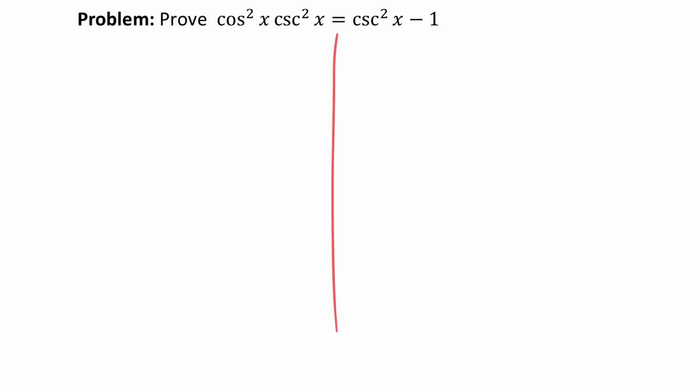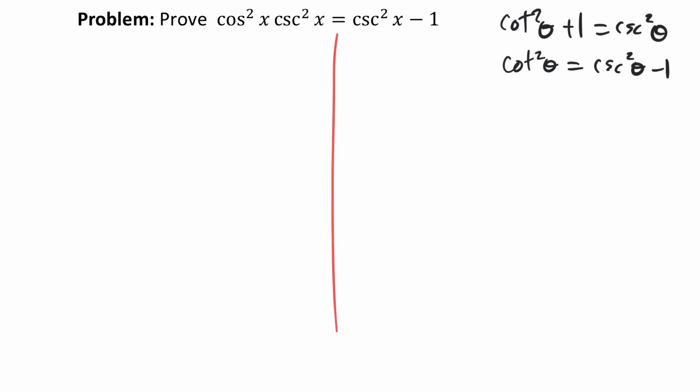Like I mentioned, we have our basic identity that says that cotan squared theta plus 1 is cosecant squared theta. So if I move that to the other side, I get cotan squared equals cosecant squared minus 1. So over here, that means that entire right-hand side just becomes cotan squared x. Now, on the other side, I'll leave it as a cos, but cosecant is 1 over sine squared.